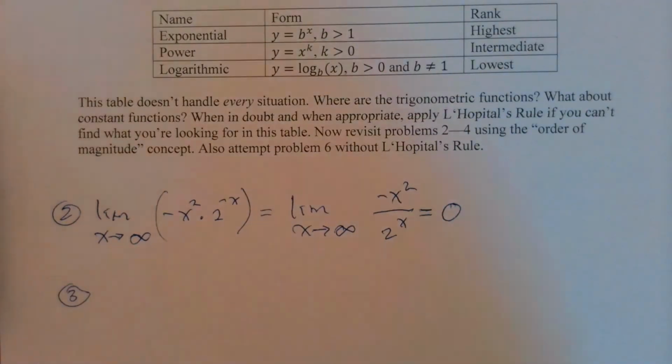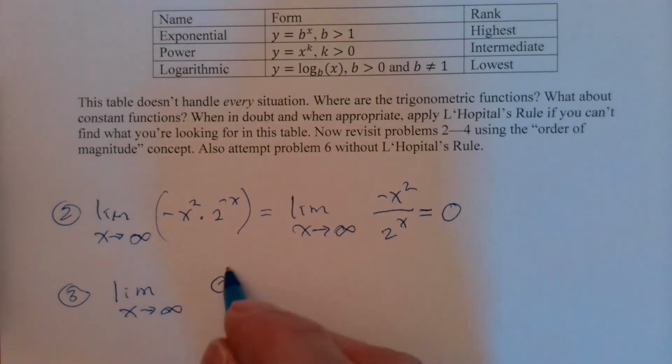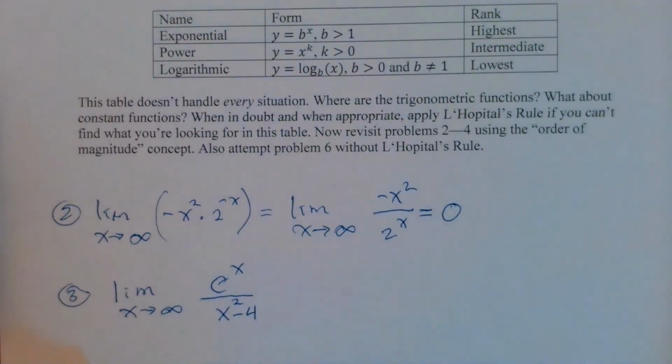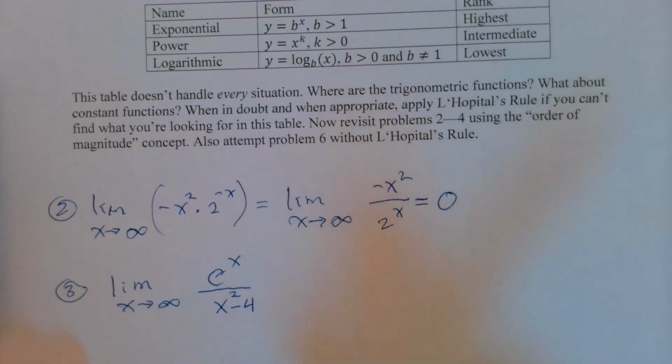Problem 3 we did a minute ago. I can see I applied L'Hopital's rule to it twice, but if you know this order of magnitude concept, you can get the answer in, I don't know, a fraction of a second. Here we have e to the x, one of my favorite functions, over x squared minus 4. Hey, both of these are going to positive infinity. Which one's getting there faster?